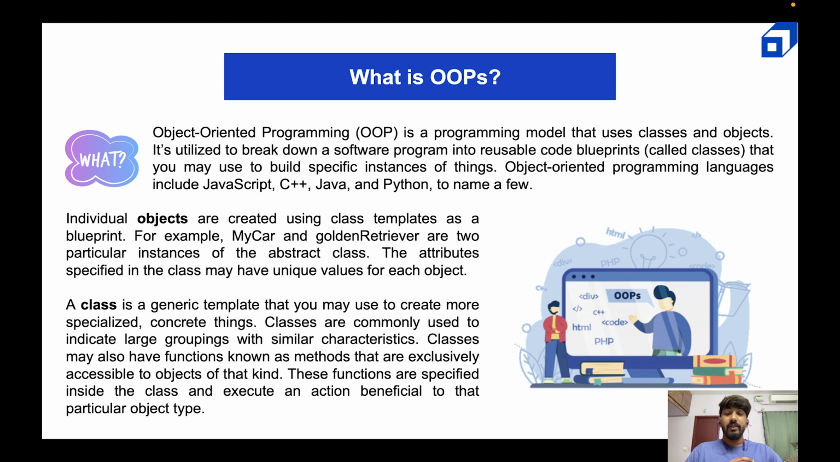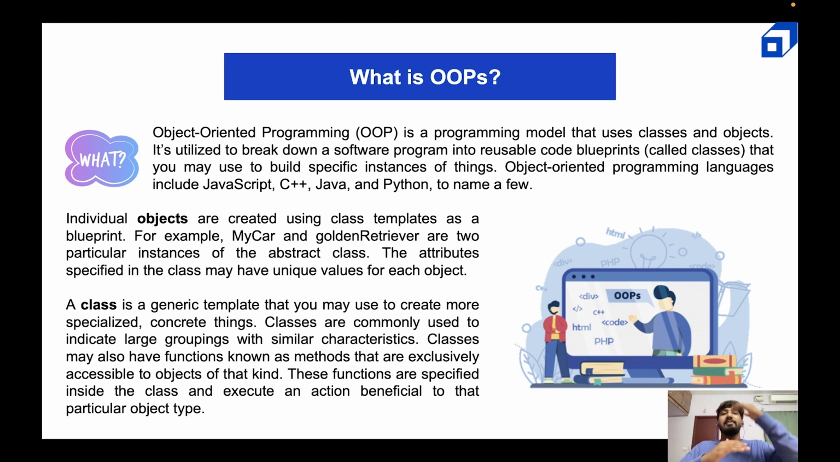So guys, let's start with the session by understanding what is OOPS. That is object-oriented programming, right? Object-oriented programming is a programming model that uses classes and objects. So this is the most common explanation anybody gives. So let me make it even simpler so that you guys can understand even better. It's utilized to break down a software program into reusable code blueprints called classes.